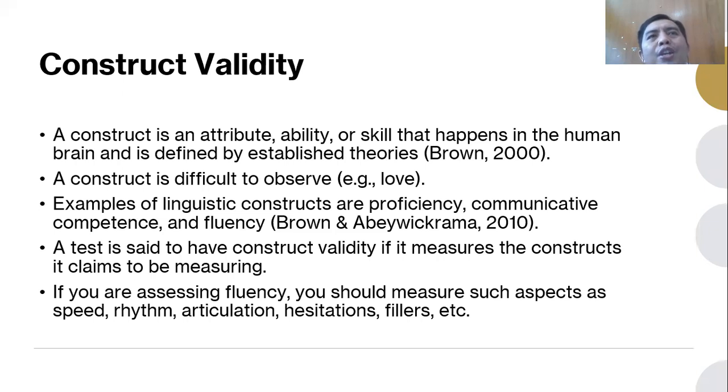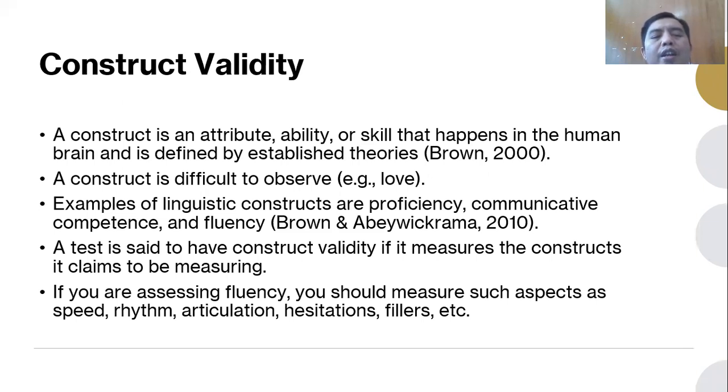So if you want to measure how much someone loves you, you cannot measure it directly. Instead, maybe you measure how big his love is from the way he treats you or from the things he buys for you. Okay, that's an example of a psychological construct. Some examples of a linguistic construct include proficiency, communicative competence, and fluency.